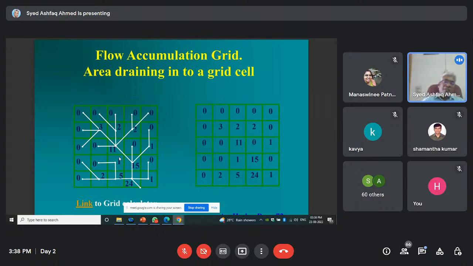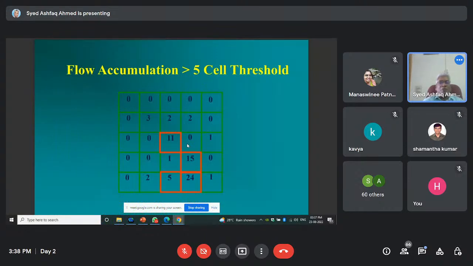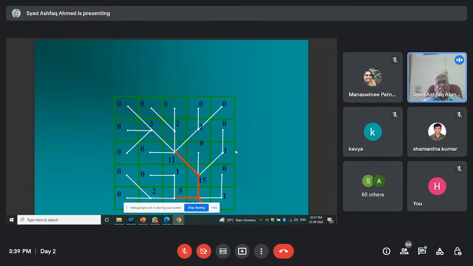So based on this, you can derive the gridded pattern like this. You can see the grid very clearly, and you can also give different colors for the different nodes. You can create different stream networks also depending upon the nodes. One represents the first order stream, two represents the second order. Like that, you can create different orders of streams. So all these things, you can give a threshold. Here we have given a 5 cell threshold, and based on this, you can also derive the accumulation, where the water is flowing and in which direction.